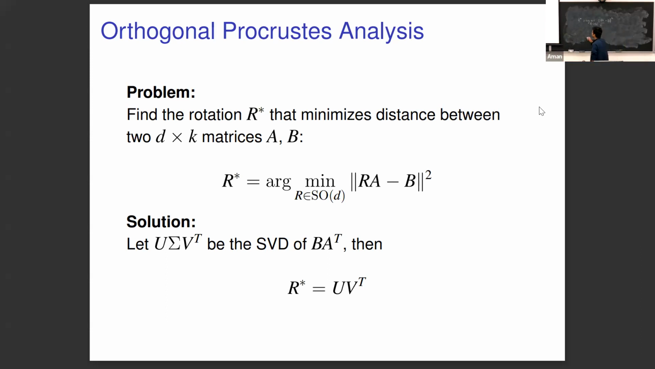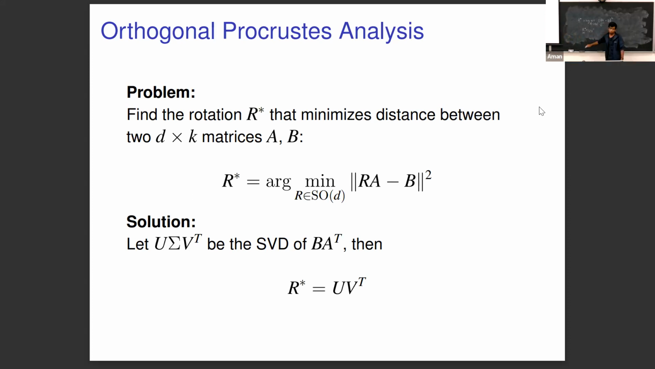Yes, and then you perform SVD, and eventually, when you do that, you will find R star to be equal to U V transpose after the singular value decomposition. And note that this rotation matrix needs to have a determinant of 1.